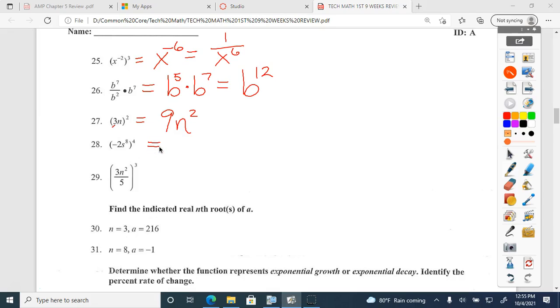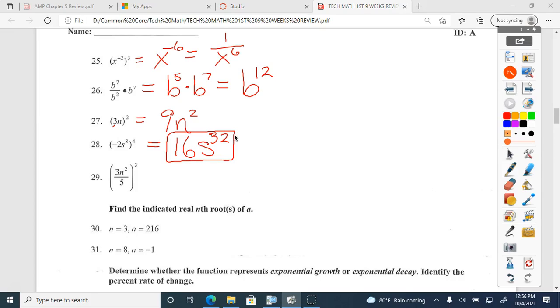28. Same process. Everything in here is going to what power? The 4th power. So you have to do -2 to the 4th power. Put the -2 in what? In parentheses. And it's a positive 4th power. You still didn't put your parentheses. There you go. -2, close parentheses, to the 4th power. What do you get? 16. And then power to a power for the exponent, 32. Multiply 8 times 4. So 16 to the 32nd power.